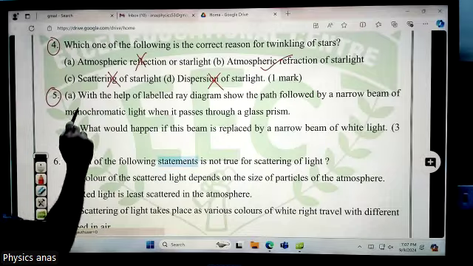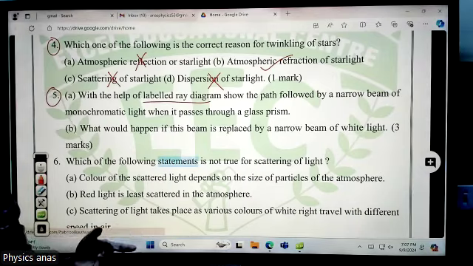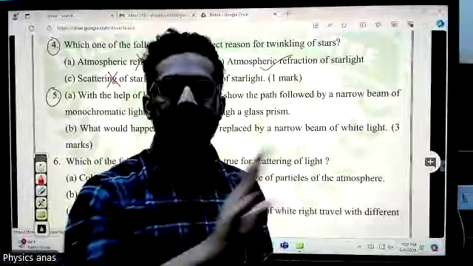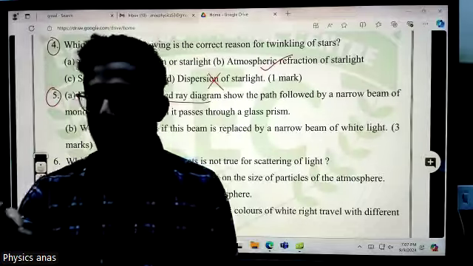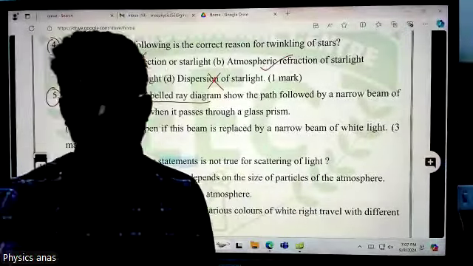Question 5. With the help of a labeled ray diagram. What is a ray diagram? A diagram representing light as rays. A diagram drawn with the light as rays.